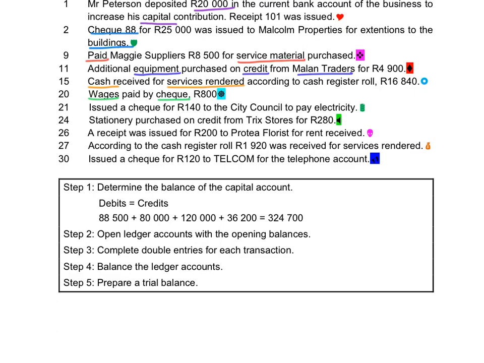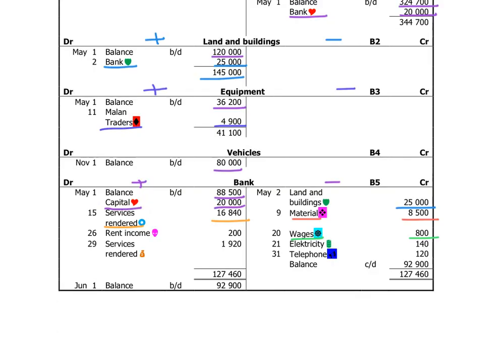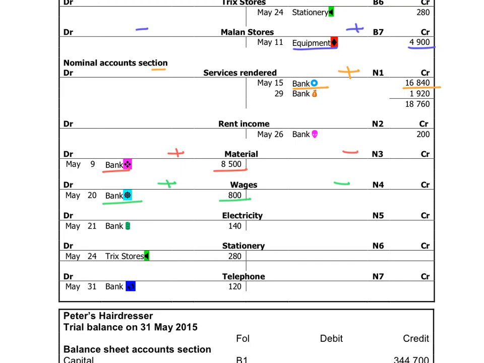Issued a check to pay for electricity. Money was taken from the bank and electricity was paid. The bank account will be credited with 140 to decrease the money in the bank, and the electricity account will be debited. Electricity is an expense that increases on the debit side and decreases on the credit side. So expenses increased with 140 and the bank account was credited.